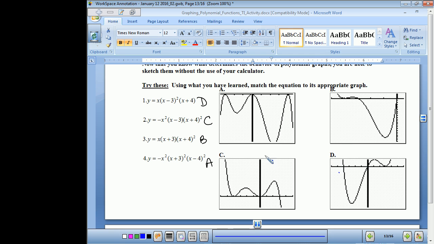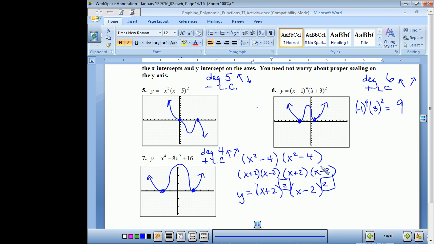Okay? And we could use process of elimination on these. So it was D, C, B, A. Nice and backwards. Any questions about these? Okay. All right, so let's look at this one.